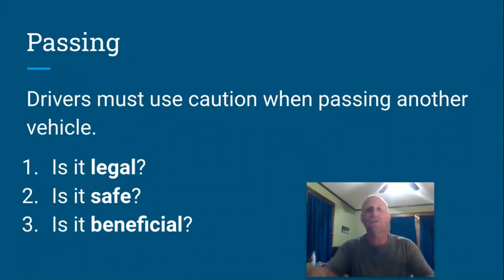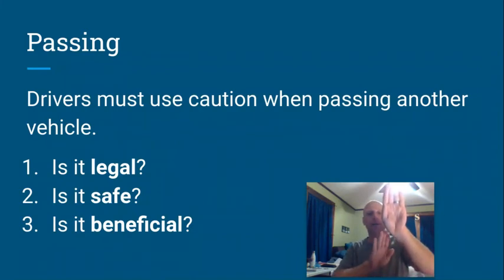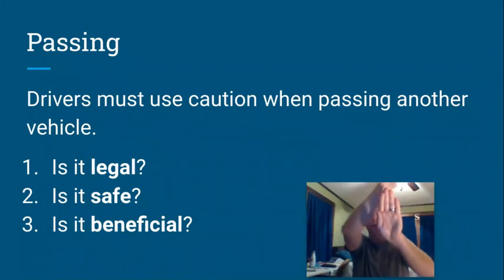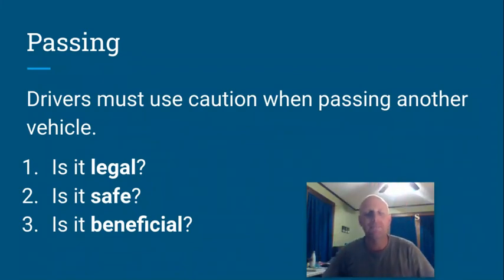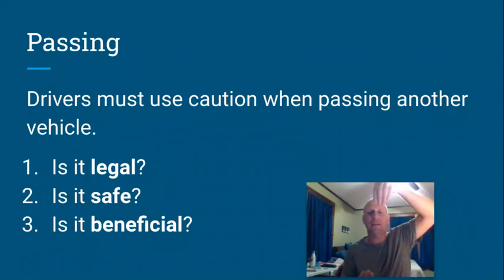And when the rules of the road book talks about passing, sometimes it's talking about exactly what you're thinking about right now, which is you're coming up behind another car and that car is slower and you want to go around them and pass them. Sometimes when the rules of the road book talks about passing another car, it means you're coming towards each other.